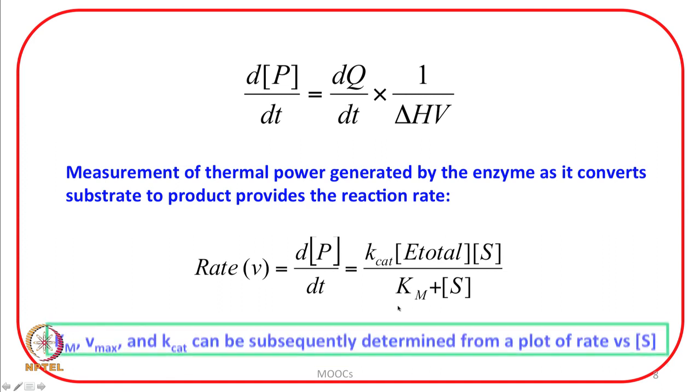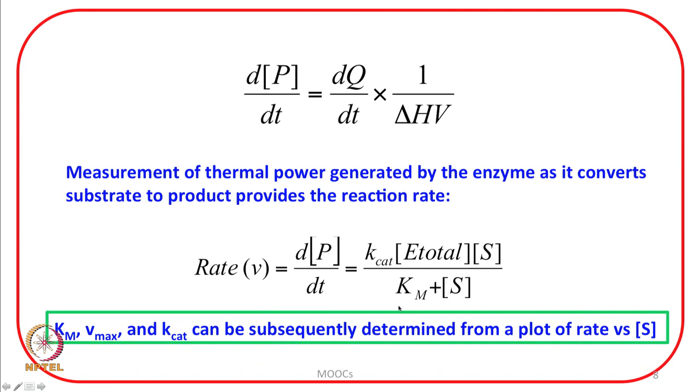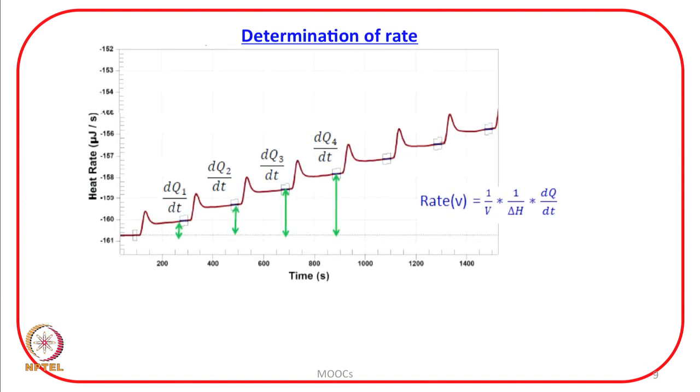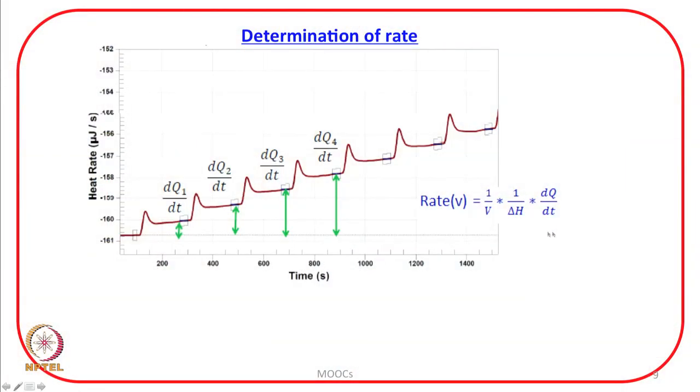That is what is commented over here. Km, Vmax and K cat can be subsequently determined from a plot of rate versus the concentration of S. How do you determine the rate? The determination of rate requires determination of this flow of power with respect to time. So, this is how it is determined.